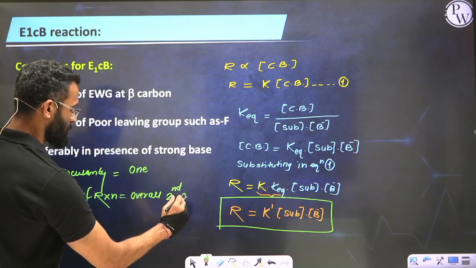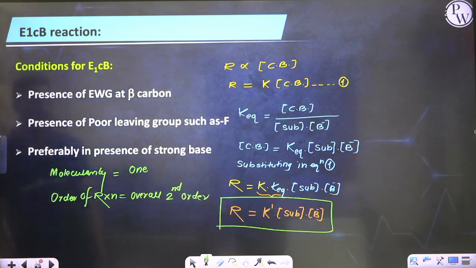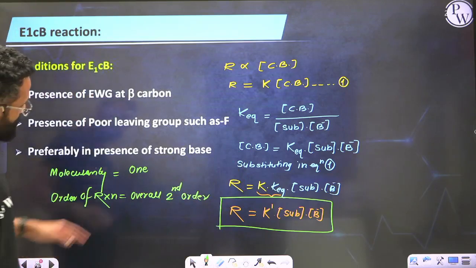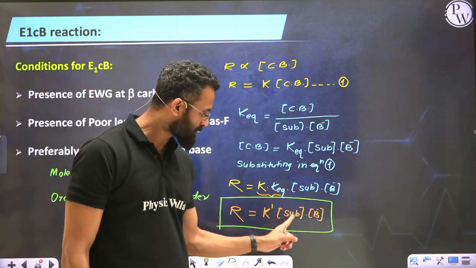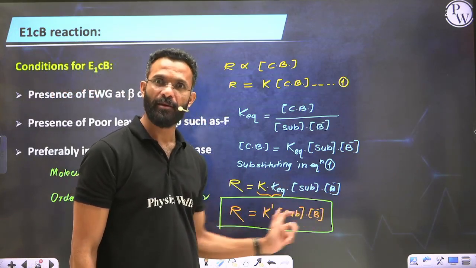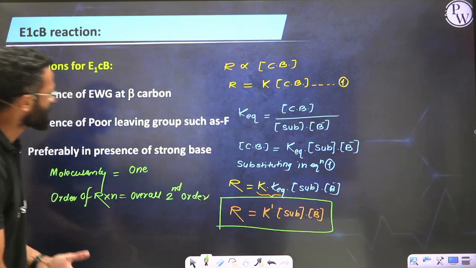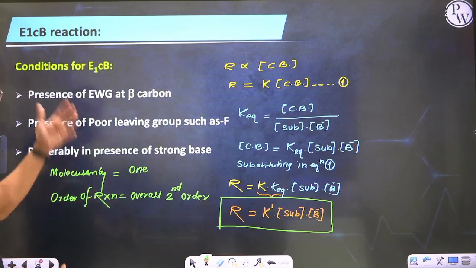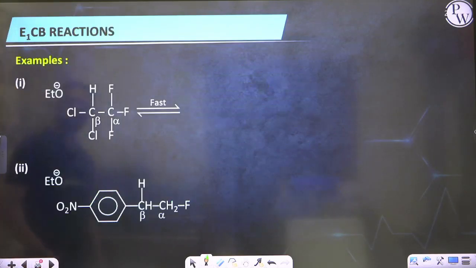So remember, in JEE you may have a question: molecularity of E1CB is 1, but it is an overall second order reaction. First order with respect to substrate, because power is 1, and first order with respect to base, but overall it's a second order reaction. So that is all about E1CB. These are the required conditions. Just to take 2 examples to give you completion to this E1CB.